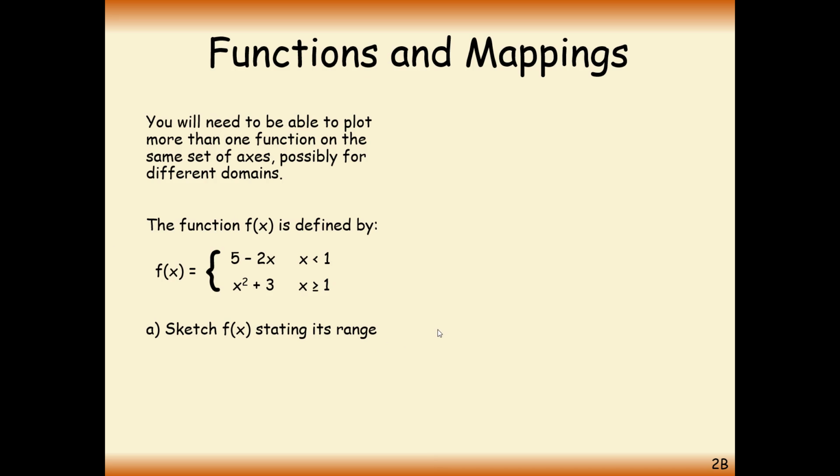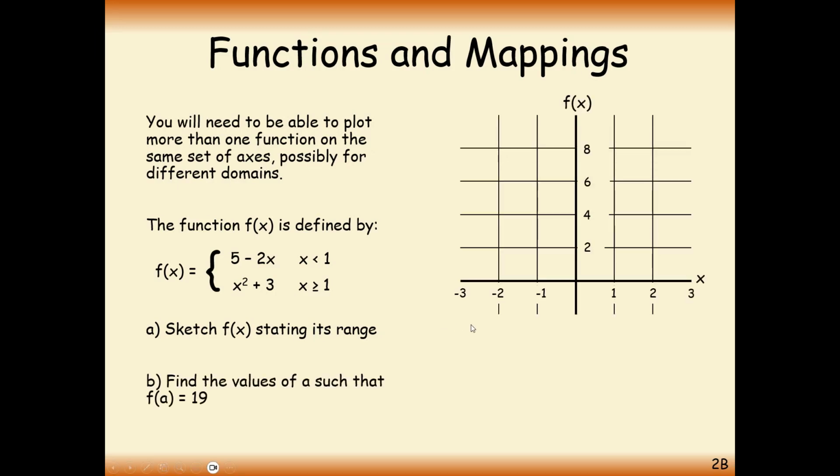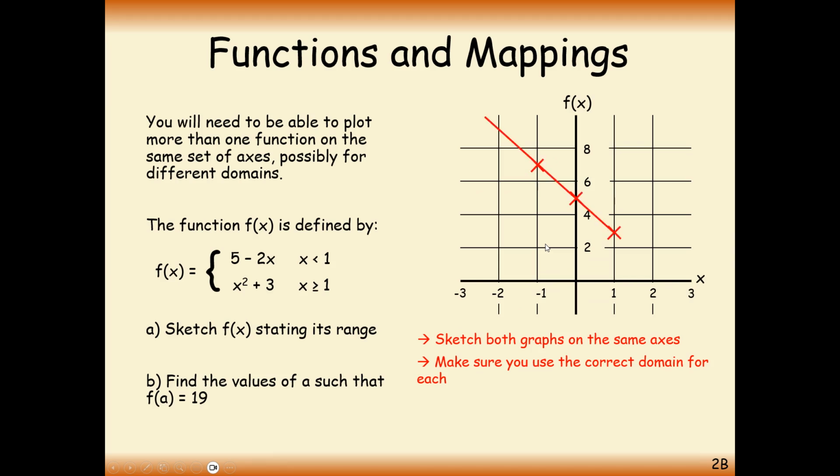So let's see. When we plot the function, we'll have a linear line with a negative gradient for all values less than 1. The intercept will be when x is 0, and the intercept will be 5. So it will look something like so. Then we will look at the quadratic part. For any value bigger than 1, we substitute x into the function and we'll get something like so.